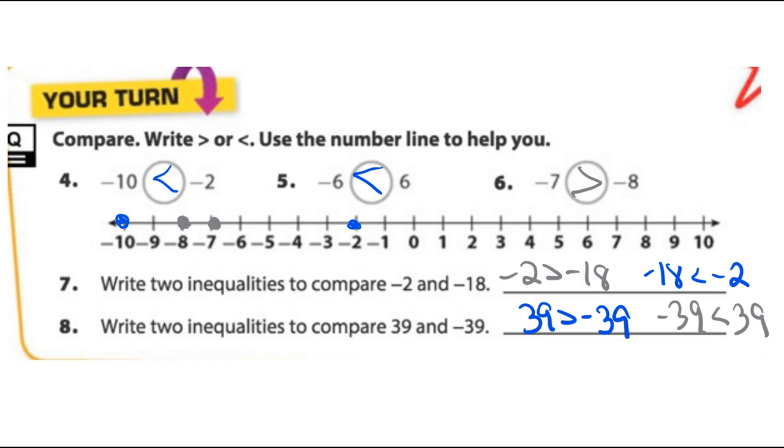Okay, the important thing to remember from this video: the further the number is to the left, the smaller it is. The larger the negative number, the smaller that number actually is. If you remember that, you'll remember how to order and compare positive and negative numbers.